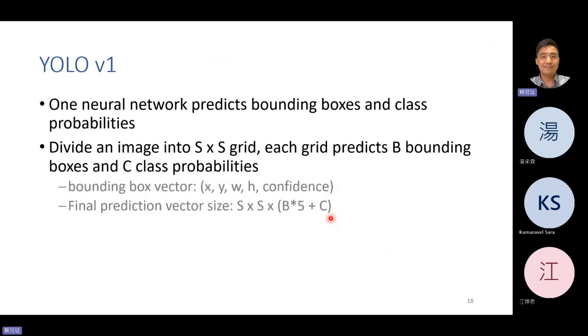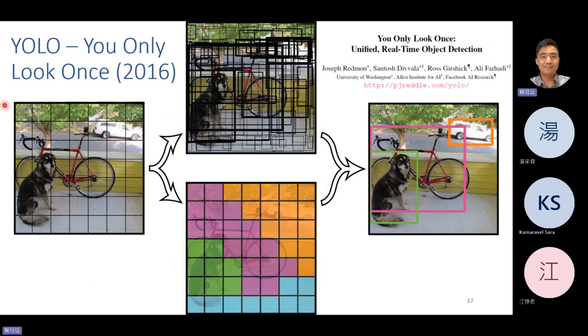Let me go back to this picture. So for each grid cell, we will predict 2 bounding boxes. And each grid cell will only have 1 class. So the color is the class. We'll say purple is the bicycle, green is the door.